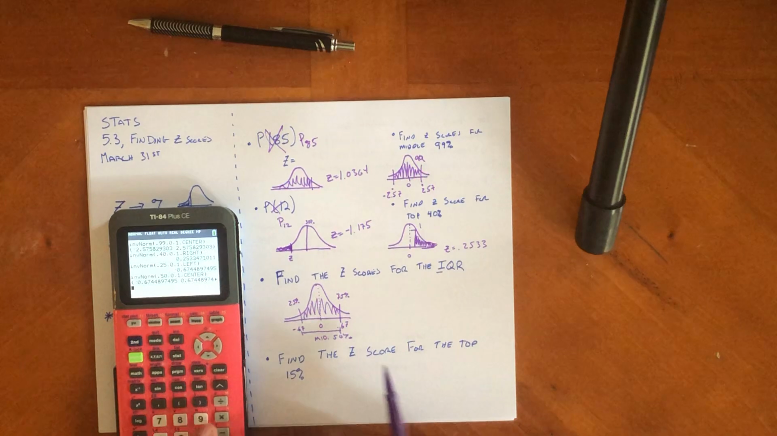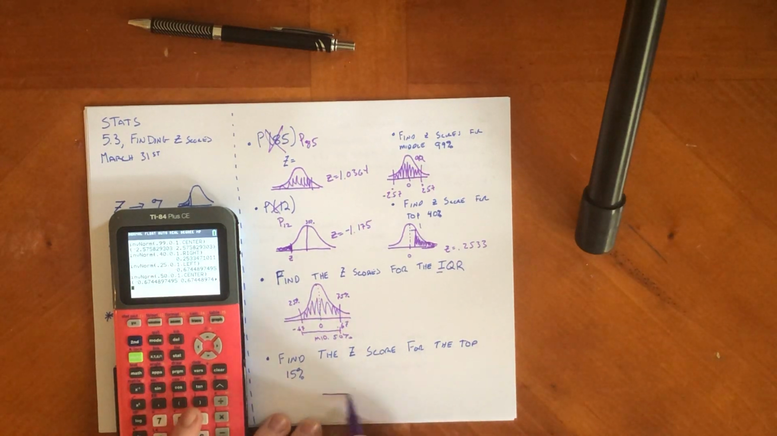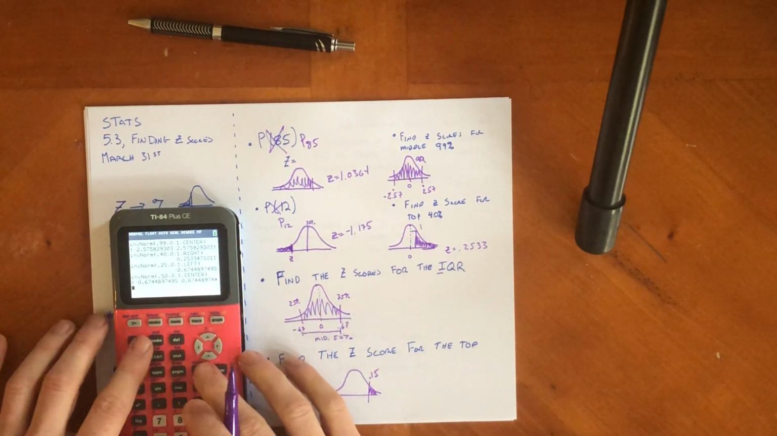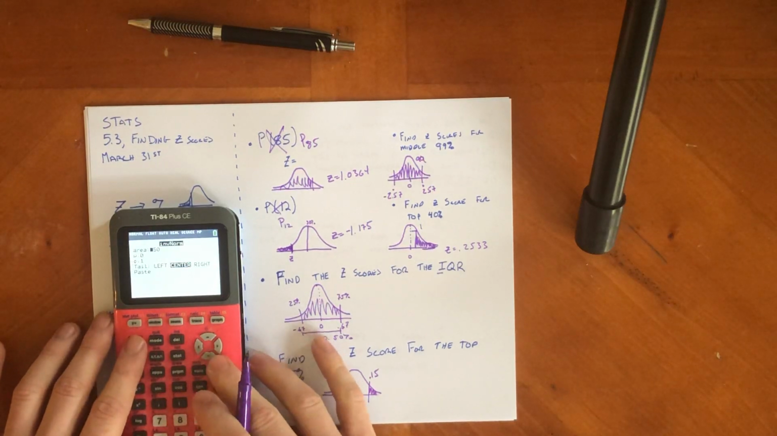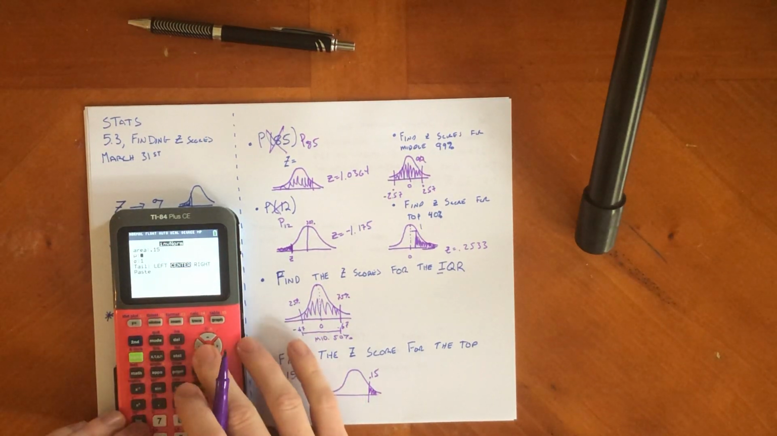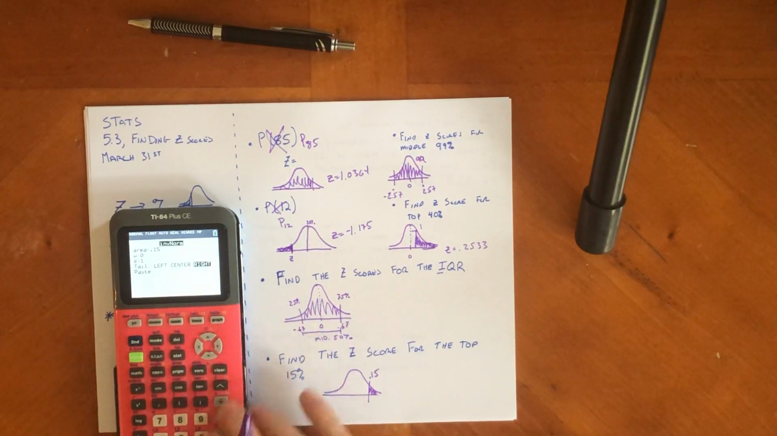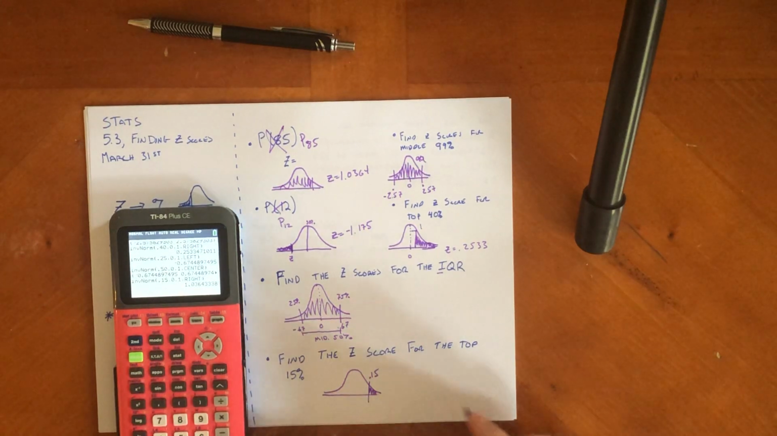Okay. Find the z-score for the top 15%, also known as the 85th percentile. So top 15% is going to be right here. So if I go second distribution, invert norm, 15, 0 and 1, I'm looking for a z-score, so I know the 0 and 1 need to be my mean and standard deviation. I'm going to the right. Boom.